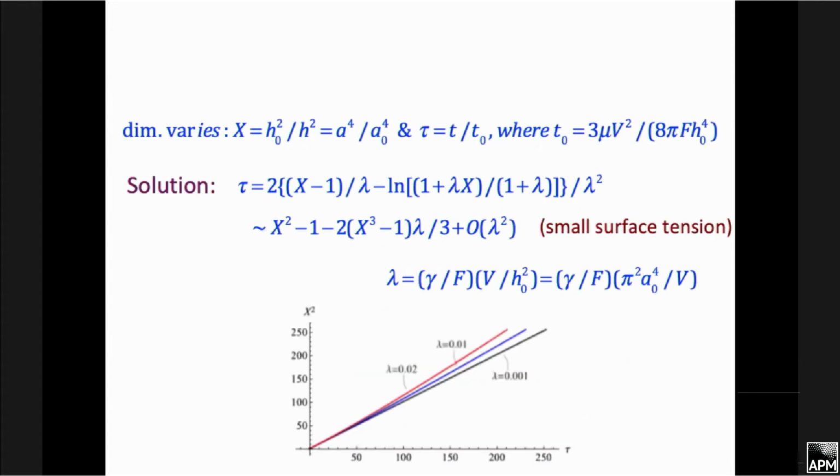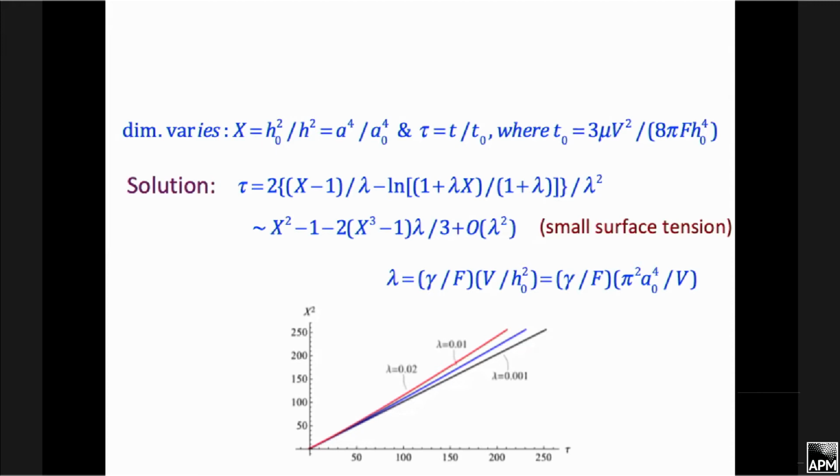Now, we can solve that nonlinear equation, and it's best solved in non-dimensional terms. So I'm non-dimensionalizing the height in terms of x, and the height and the radius have to be related together because of conservation of volume, non-dimensionalize the time, and that allows me to write, I was going to say a simple relationship, but it ain't that simple, between tau and the height and the effective surface tension, which is given on the line above the graph. Lambda is proportional to gamma, the surface tension.